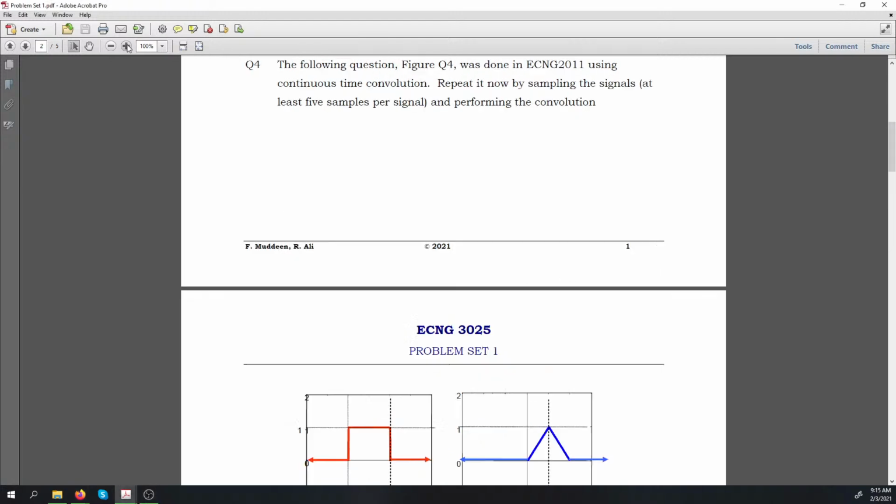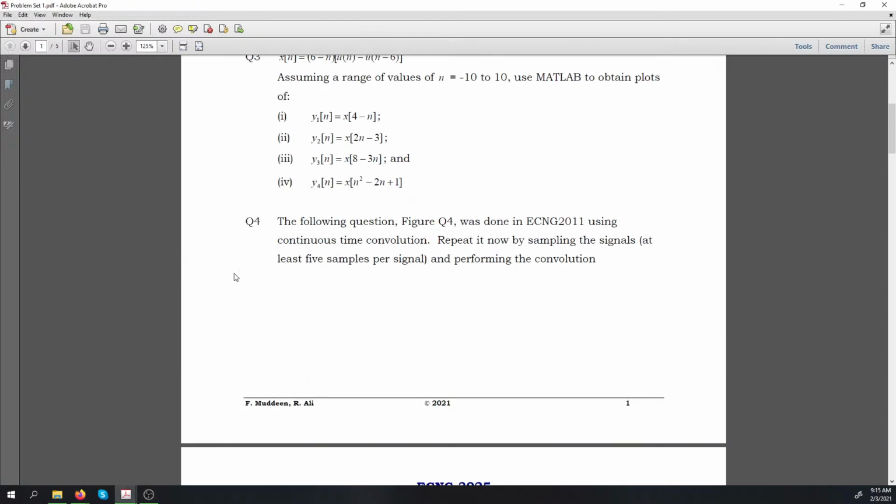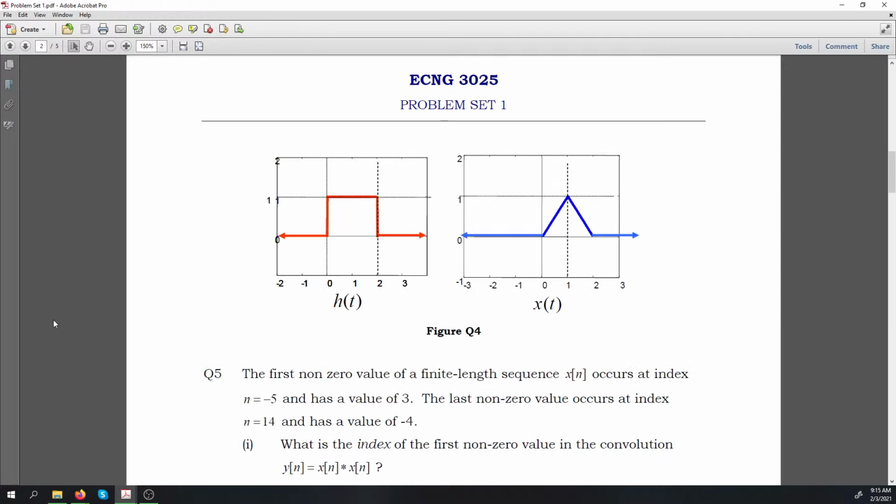Question 4 was talking about the continuous time convolution, but now we're going to sample it using 5 samples per signal and perform the convolution. We have the h of t signal and the x of t signal, and if we need to take 5 samples, let's take these samples here from -1 to +2.